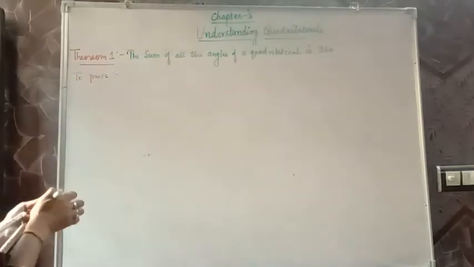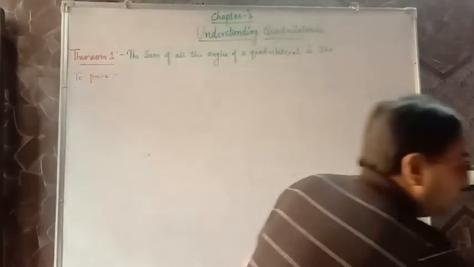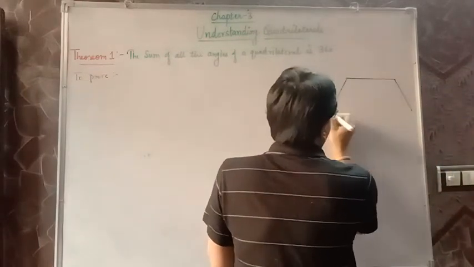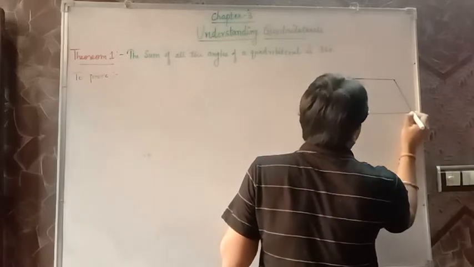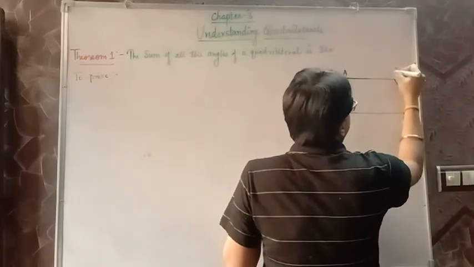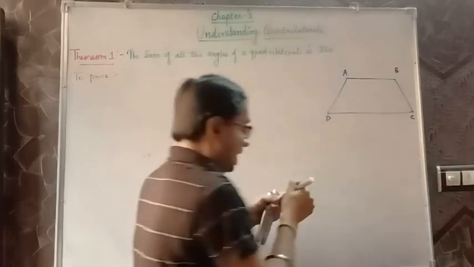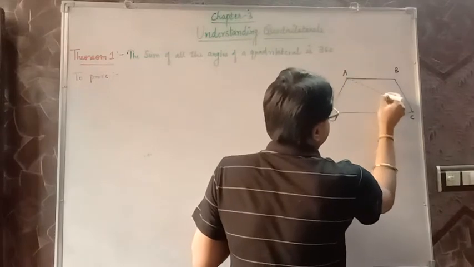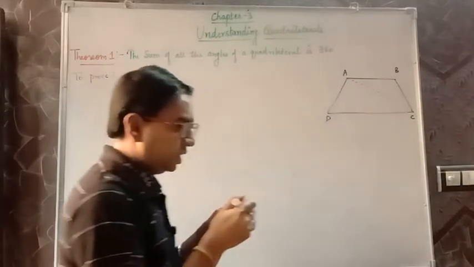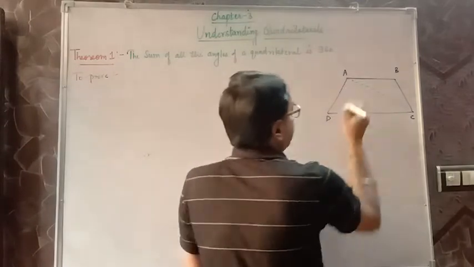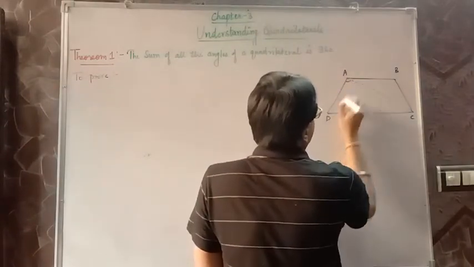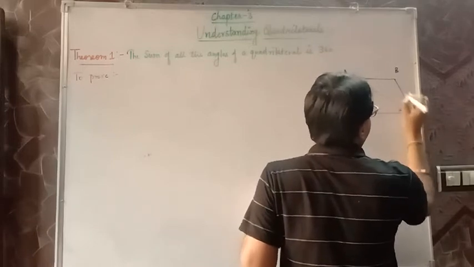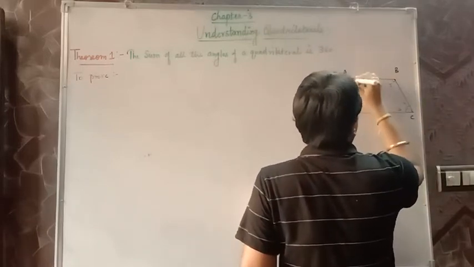Let me draw the figure first for your benefit. Let me draw any given quadrilateral, a four-sided figure. For example, I have drawn here a trapezium. And let me join one of the diagonals with it. After joining the diagonal, let me name its angles angle 1, angle 2, angle 3, angle 4, angle 5, angle 6.